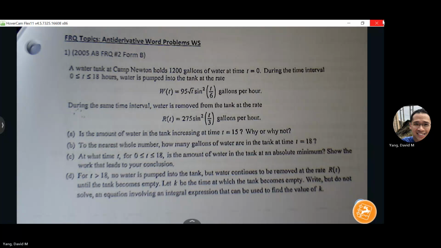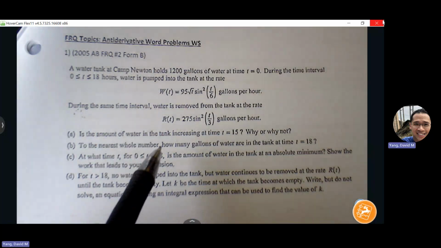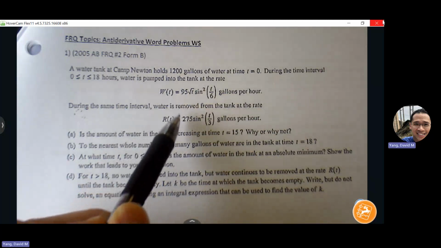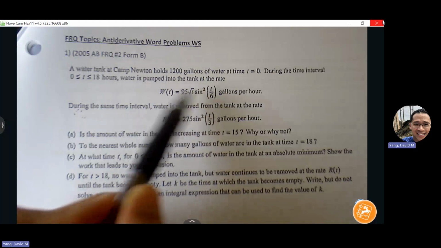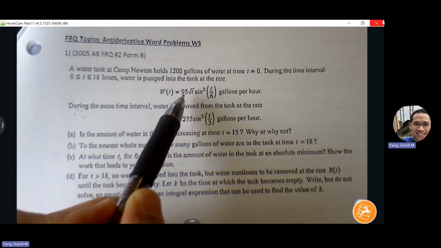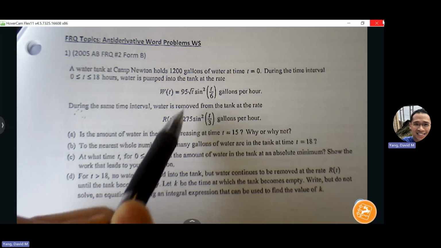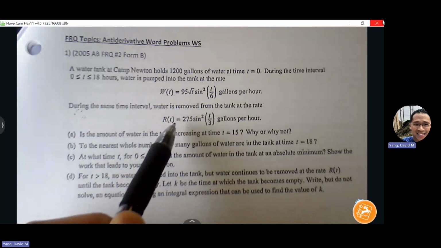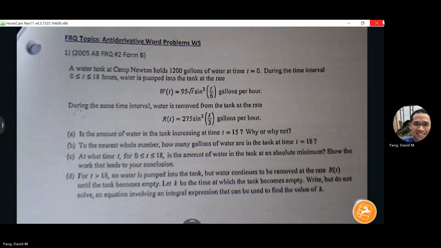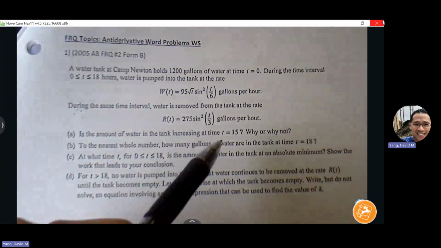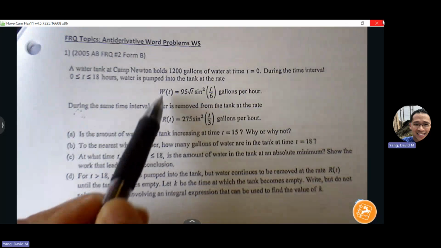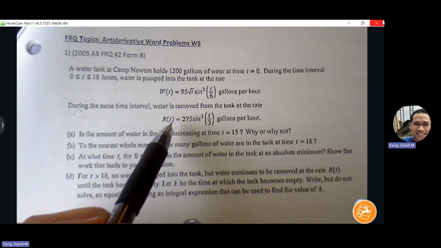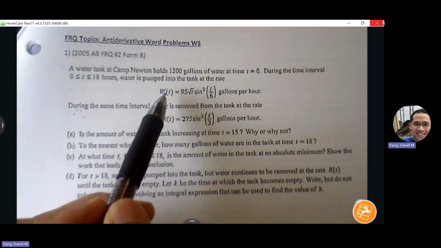Why or why not? So what we can do is figure out which one has higher rates, right? Is there more water coming in or is there more water leaving? If there's more water coming in, then we know that the amount of water is going to be rising. If there's more water leaving, then we know that the water is going to be falling. So we can just plug in 15 for both of these and see which one has a higher value, right? If R of t has higher value, then we know more water is coming out. If W of 15 is higher value, then we know more water is going to come in.